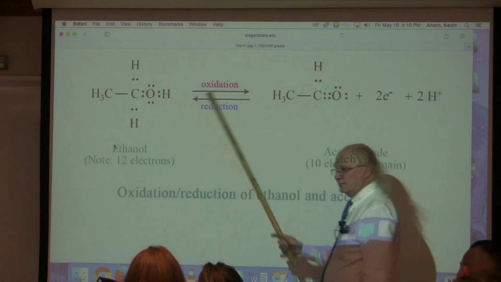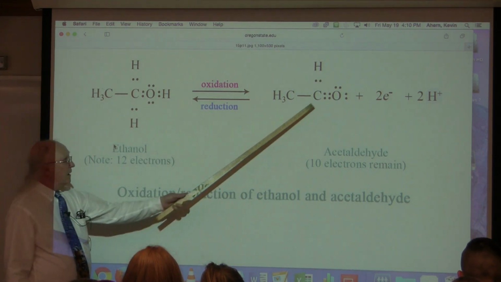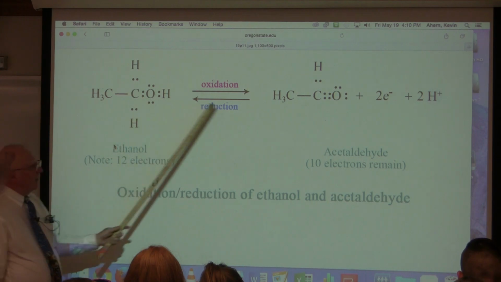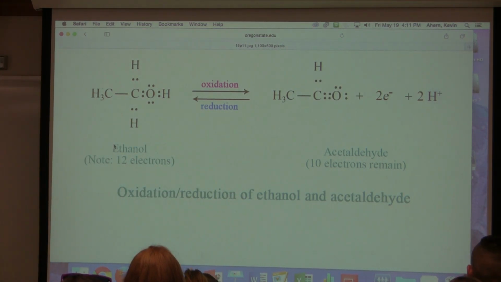These reactions are reversible. Okay? So an oxidation can be reversed in the form of a reduction if electrons and protons are available for that reduction.